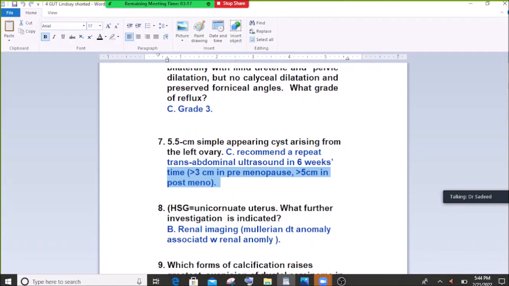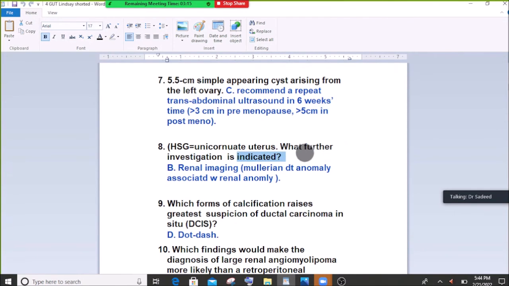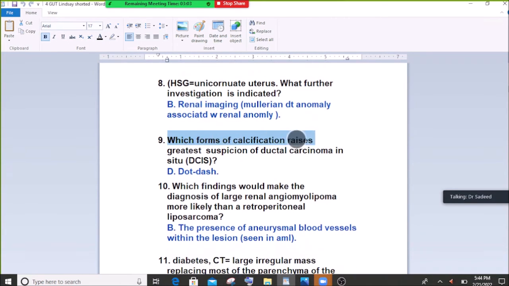Number 8. HSG shows a unicornuate uterus. What other investigation? Renal imaging, because a Müllerian anomaly is associated with renal anomaly. So when there is a unicornuate uterus, what do we do next? Renal imaging. Question 9. Which form of calcification raises greatest suspicion for carcinoma? Dash.